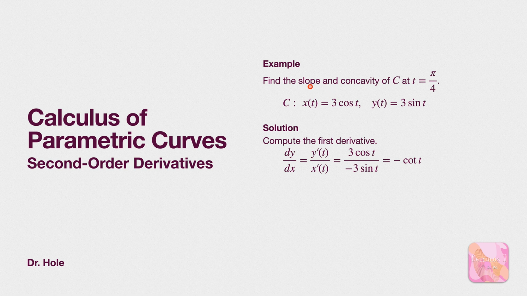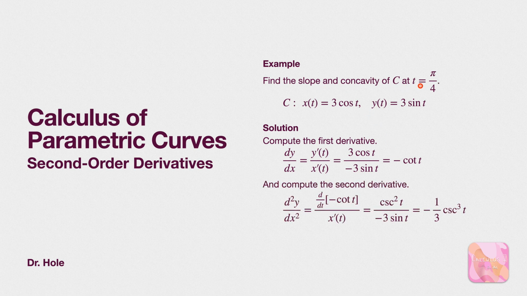Let's go ahead and tackle finding the slope. We use that dy/dx is the quotient y prime over x prime. If we look at y prime, we take a derivative of sine, we get cosine. Down in the bottom, we take a derivative of cosine, we get negative sine. The 3's cancel out. Cosine over sine is cotangent, and it's prepended with a minus sign.